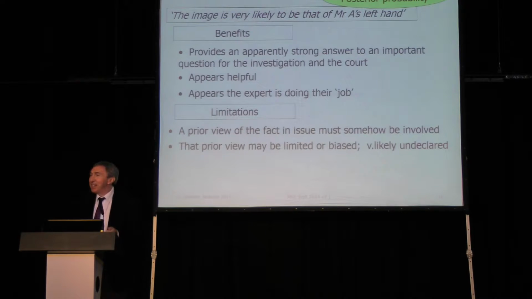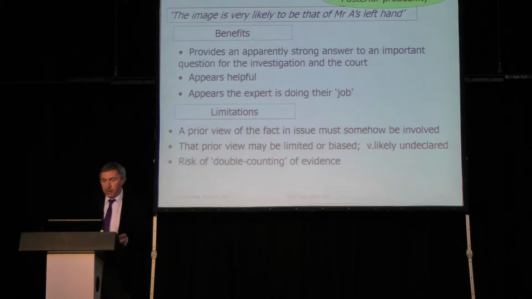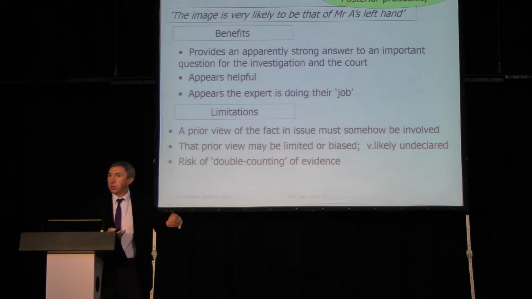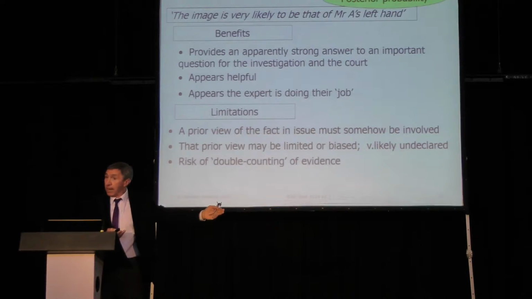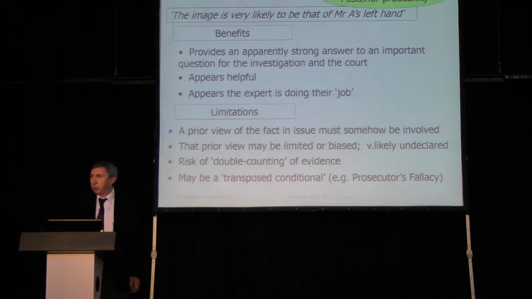And inevitably, I think if that's not exposed, if it's not understood, there may be risks of bias in that as well. And we've got this subtle thing that the expert may be taking into account information or evidence that the fact finder will then take into account again, so there's a risk of double counting of evidence. And we said before, there may be some kind of transpositions going on there as well.